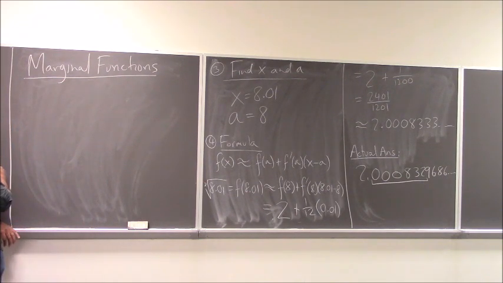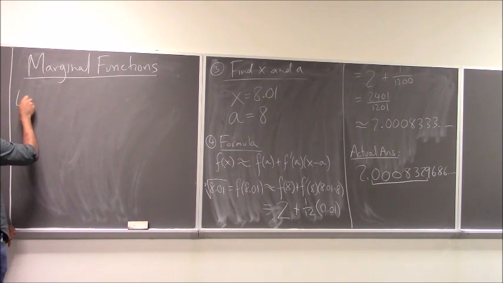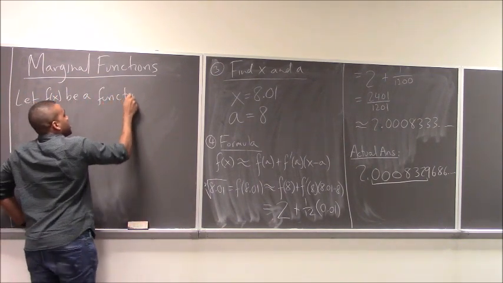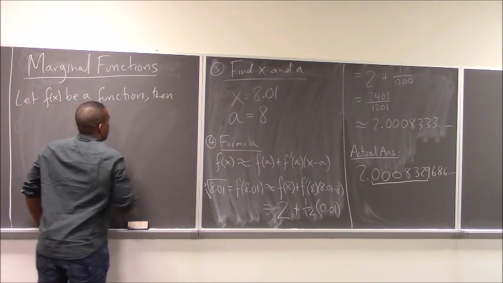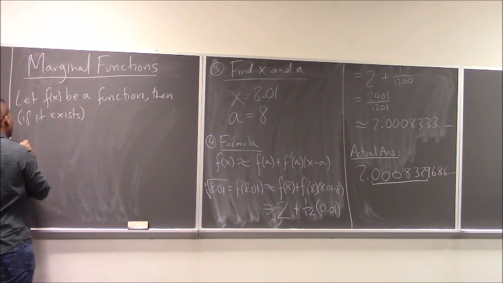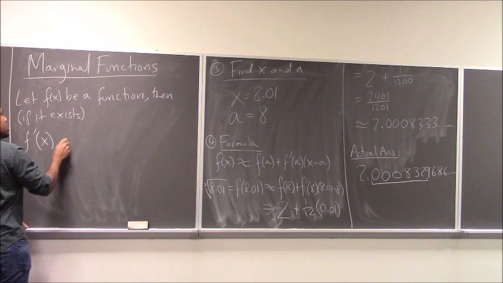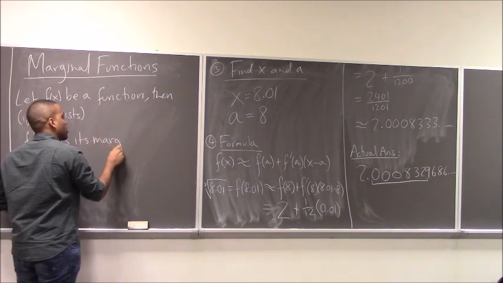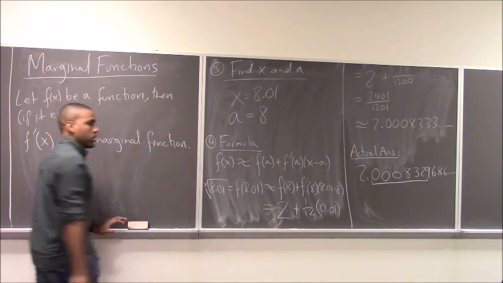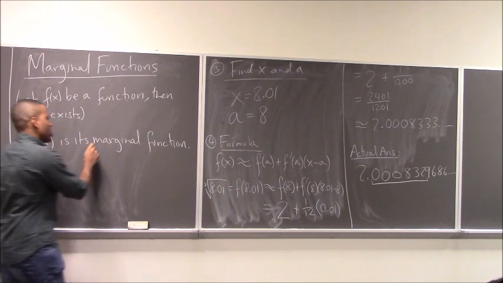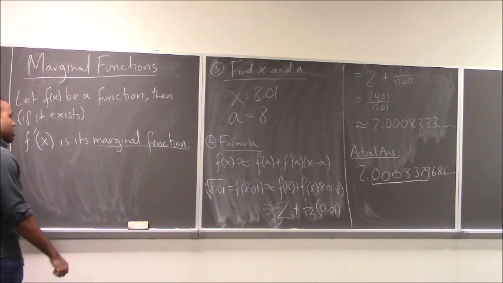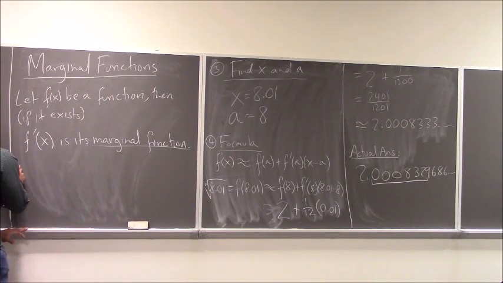So let's just talk basically about what this is. Let f(x) be a function, then, of course, if it exists, f prime of x is its marginal function. So it turns out marginal function is just another name for the derivative, essentially. And we'll talk about why we give it that name soon.